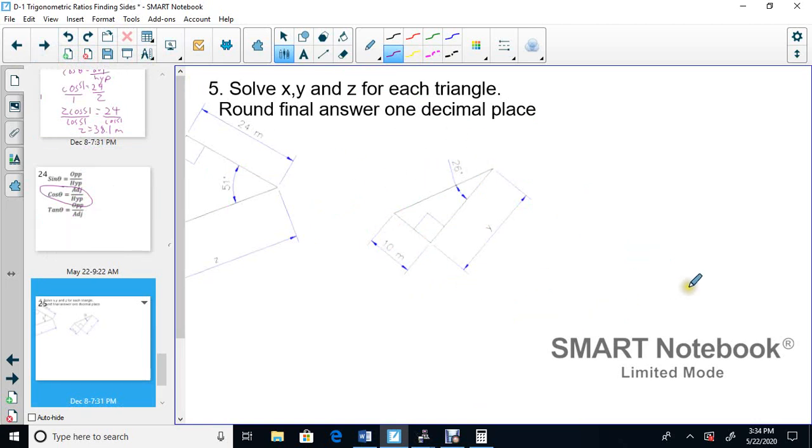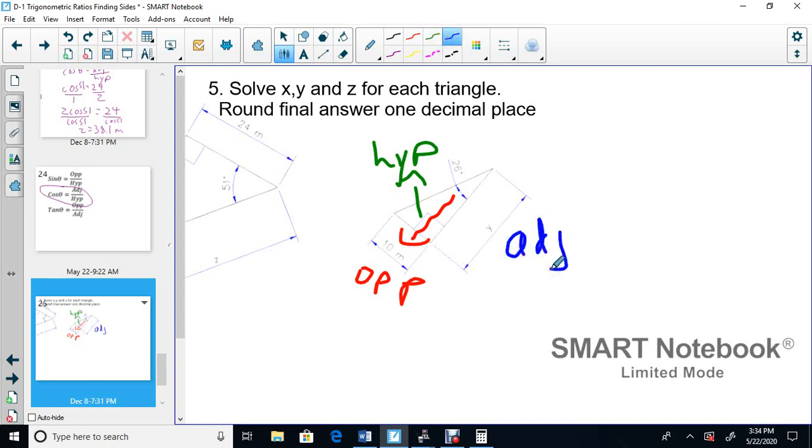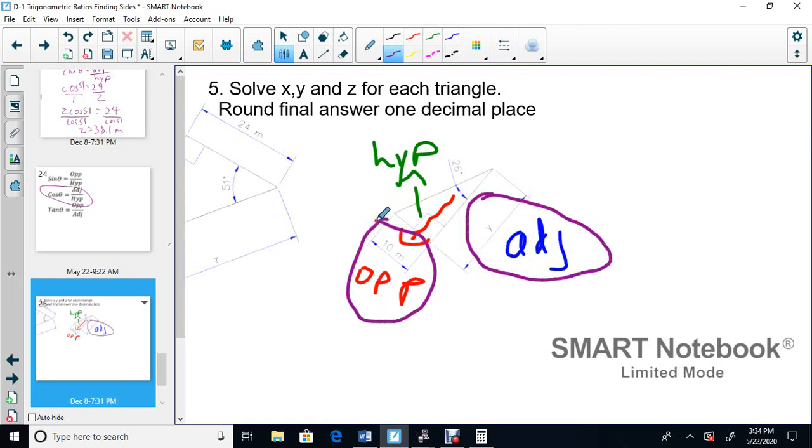The last one. We're going to label all the sides. Very last question, and then you guys will have to try some on your own. Across from the 90, that's our hypotenuse. Across from the angle, that's our opposite. Beside the angle, right here beside it, that's our adjacent. Circle the ones we're going to use. This one, this one. Nothing with the hypotenuse, so we're not going to use it.